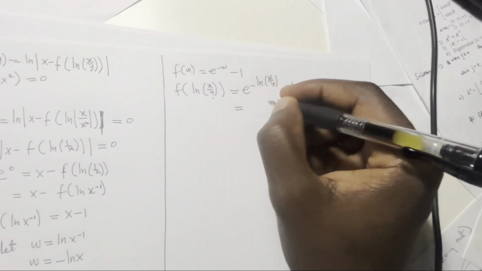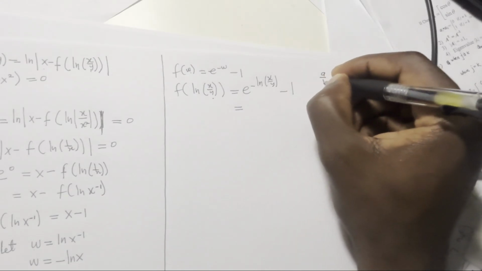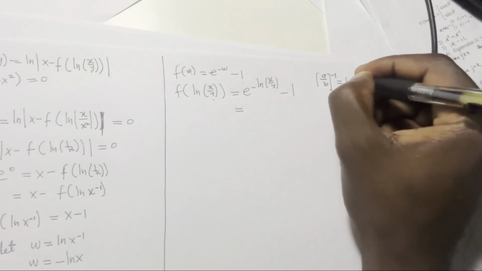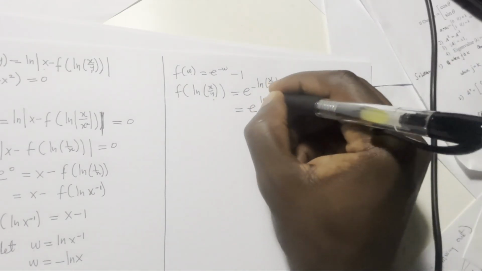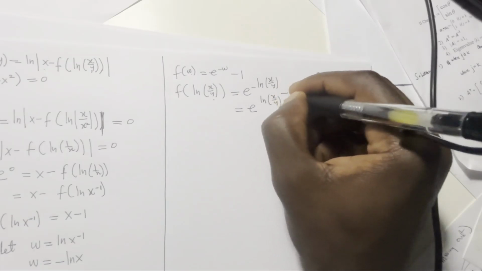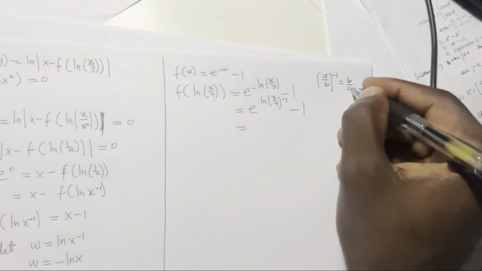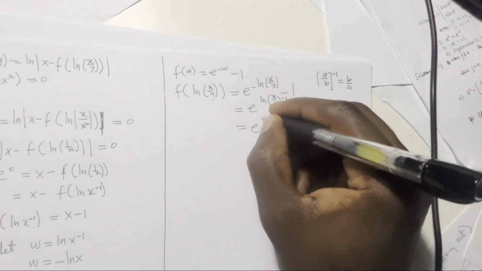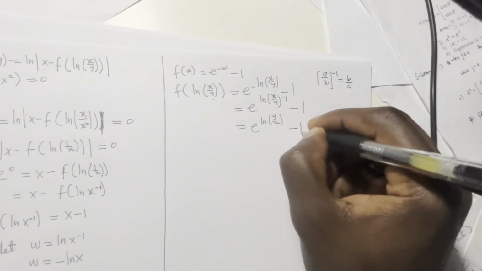And then by the laws of exponential, if I have a over b all to the power negative 1, it is the same as b over a. So in this case we have e to the power natural log of x over y to the power negative 1 minus 1. And using this principle, this goes up and then this goes down. We have e to the power natural log of y over x minus 1.